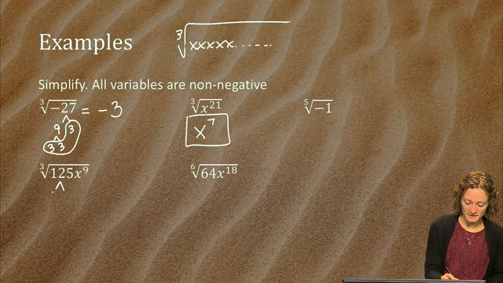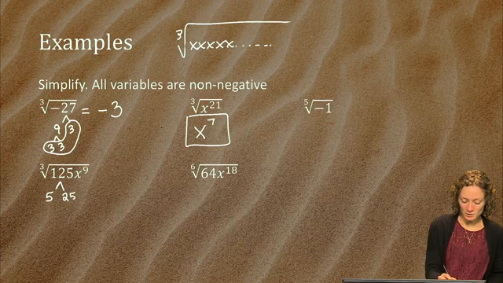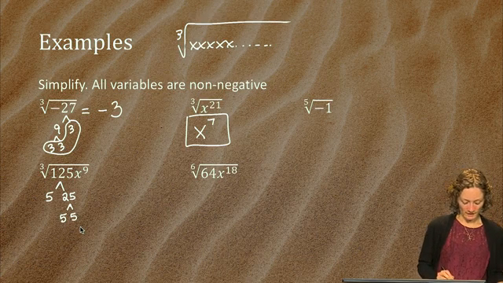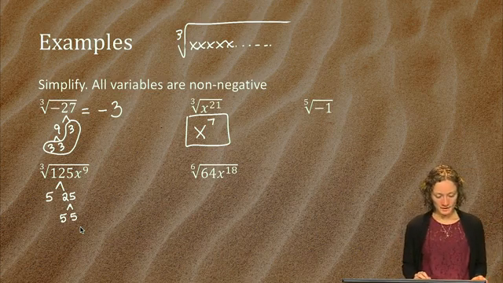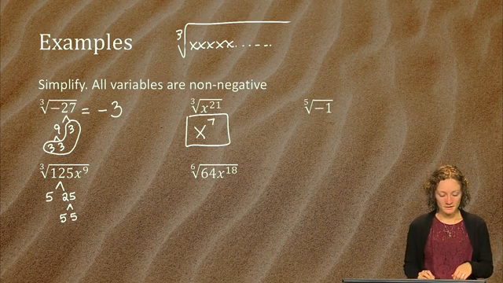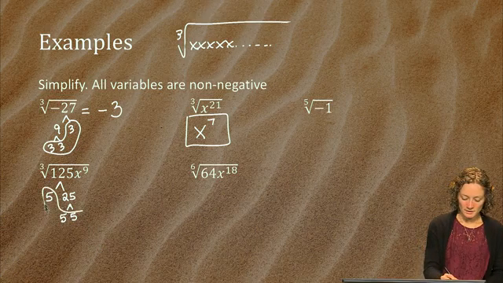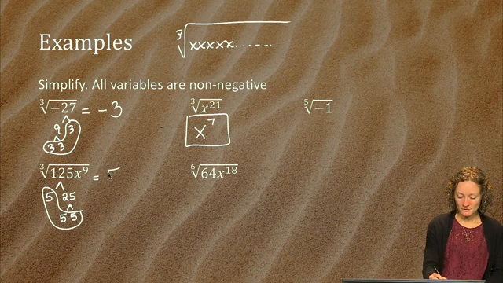So let's break this down and see. 5 times 25 gives us 125. That 25 breaks down to 5 times 5. And then 9 x's. How many groups of 3 would there be? We have 3 groups of 3. So what comes out of here is a 5 and an x to the 3rd.